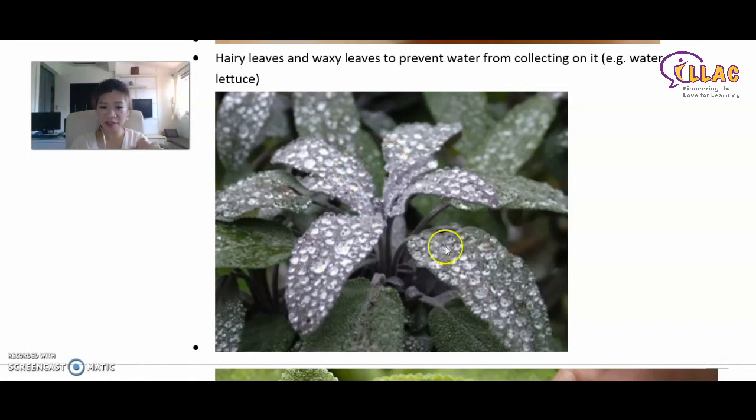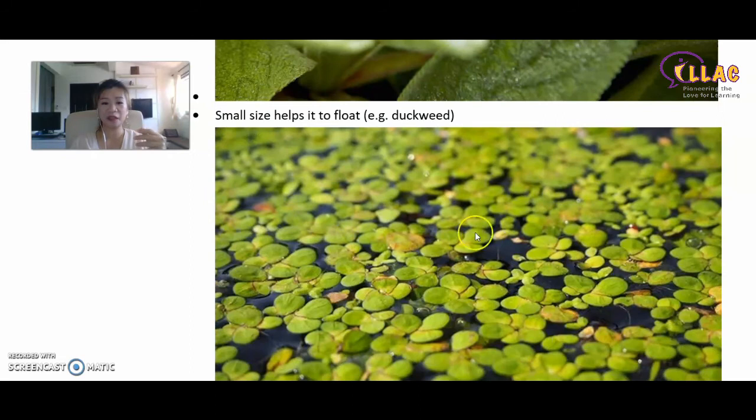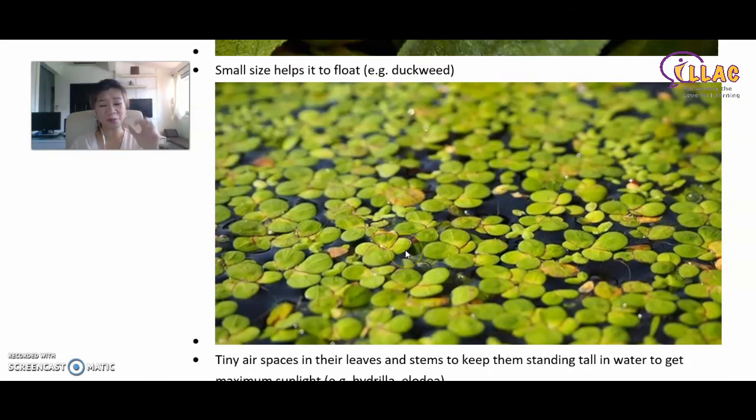So if they have all these waxy leaves and hairy leaves, they minimize the water that's trapped on the leaf. Therefore, they can continue to photosynthesize. Small size also helps them to float. For example, duckweed, they are really, really small little plants.